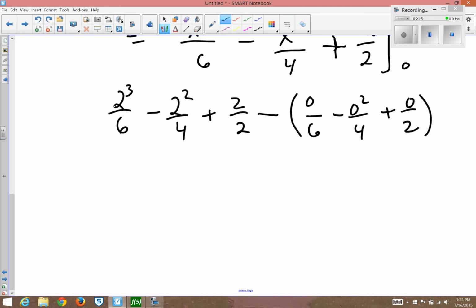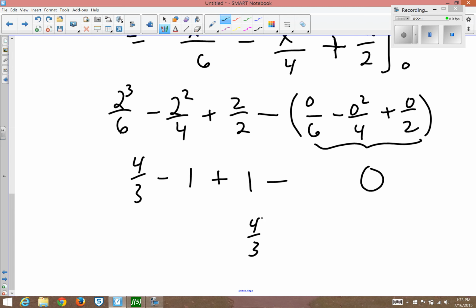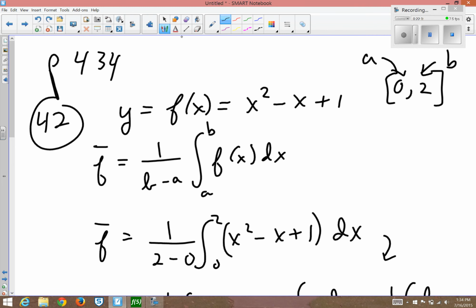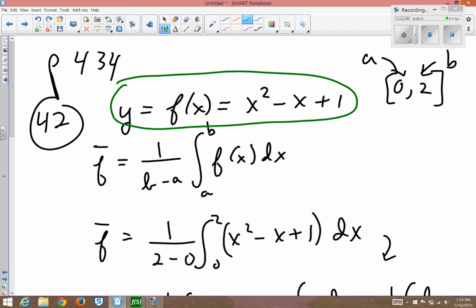That's 8 right there. That's 8/6, which I can write as 4/3. That's 4 over 4, which is 1. 2 over 2 is 1. And all this is 0. 4/3 minus 1 plus 1 minus 0 is 4/3, and that's the answer. That number is called the average value of this function. 4/3 is the average value of this function for all the x's between 0 and 2.